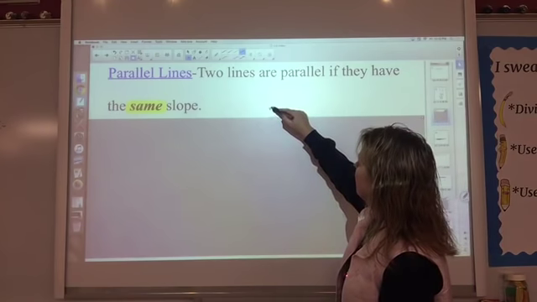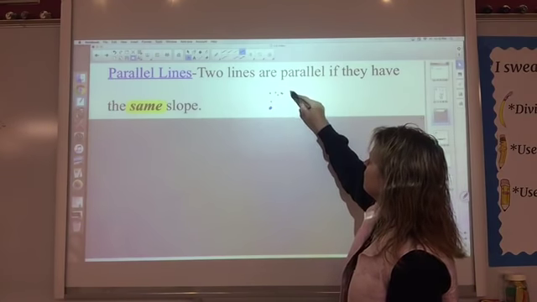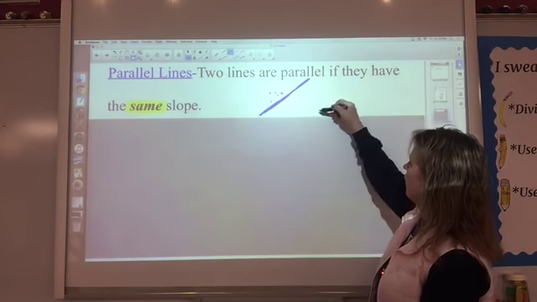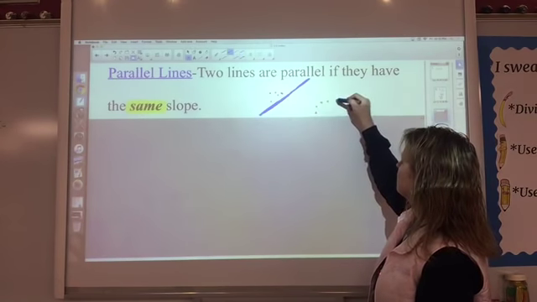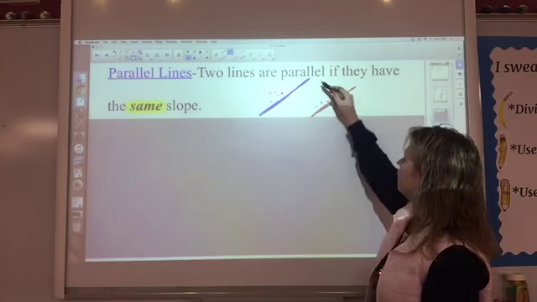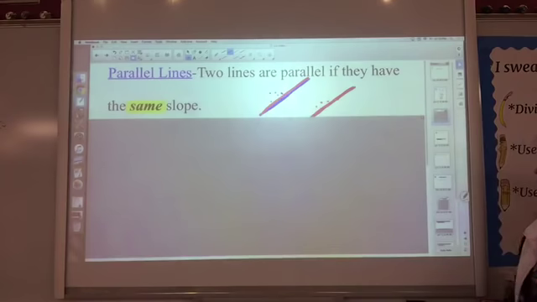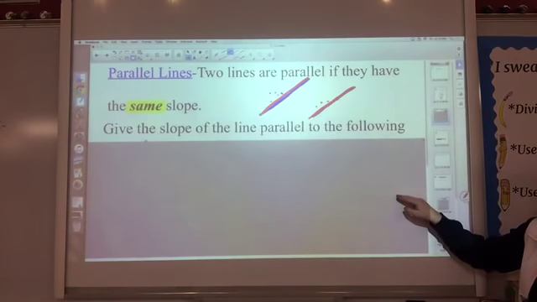Let's say I have a line here that rises 2 and runs 3. Rise 2, run 3, it does that. Another line over here that rises 2, runs 3, it does that. Those two lines are parallel. They'll never intersect. They'll never run into each other. They have the exact same slope.